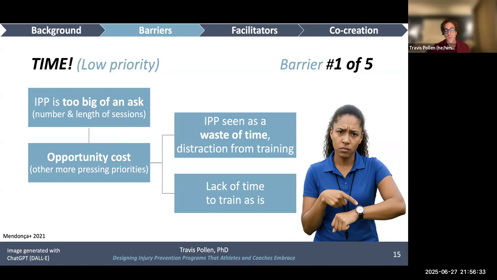And also from the sports medicine and sports performance perspectives, there's a lack of time as well. So there's just not enough time to supervise these prevention programs when you're dealing with so many athletes, so many teams in each season.